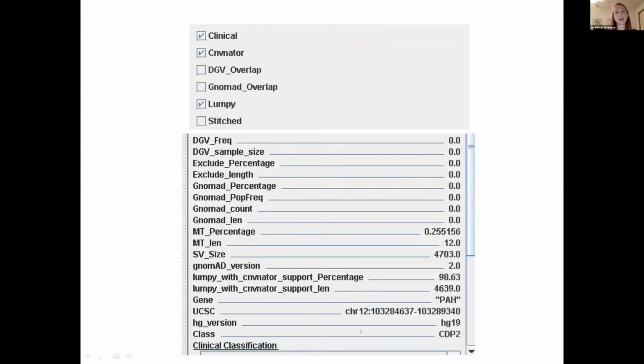So these are the annotations that we are making, either manual annotations or automated, what type of call it was. And then we can get a lot of information about whether it's in DGV, what the frequency is, what the gnomAD overlap is, what the percentage of overlap of our call is with the mappability track, the size of the variant, etc. So this is a really nicely put together tool that allows us to get a lot of information quickly, because we're going through a lot of structural variants and need to be able to weed out things as easily as possible.